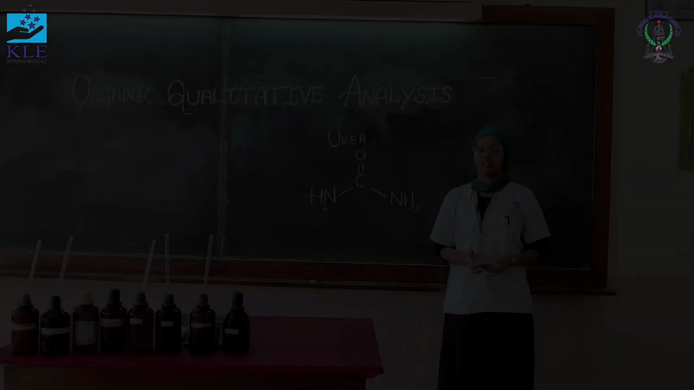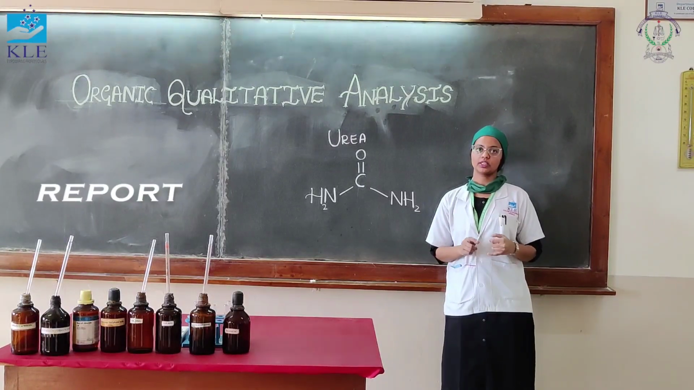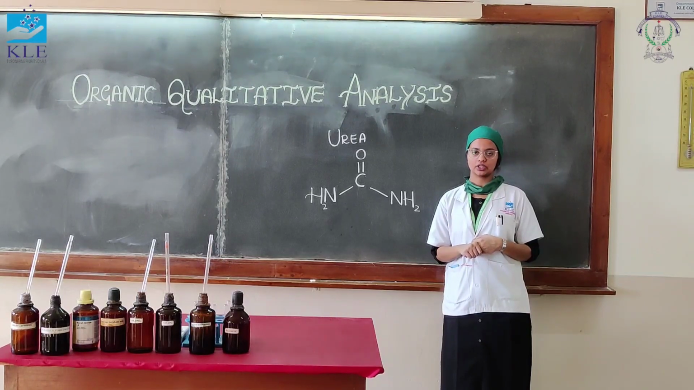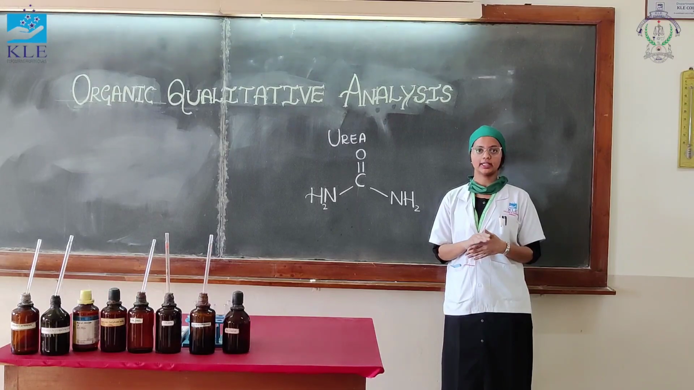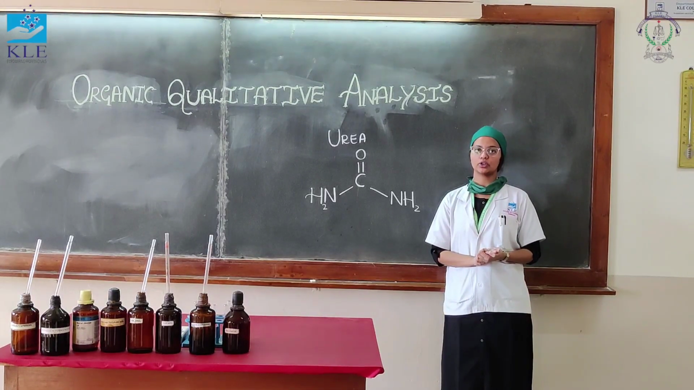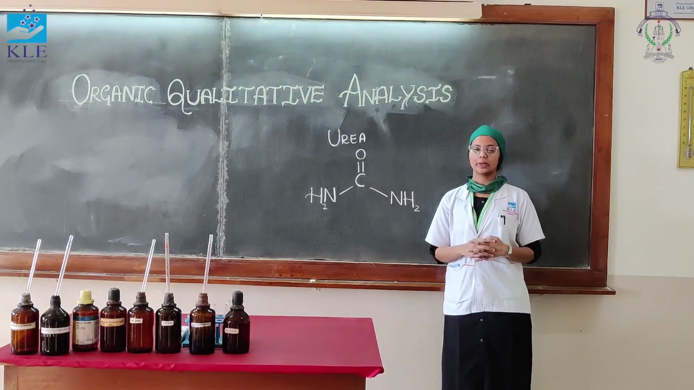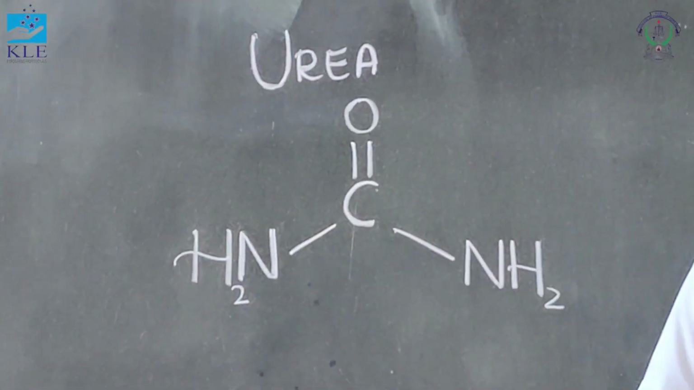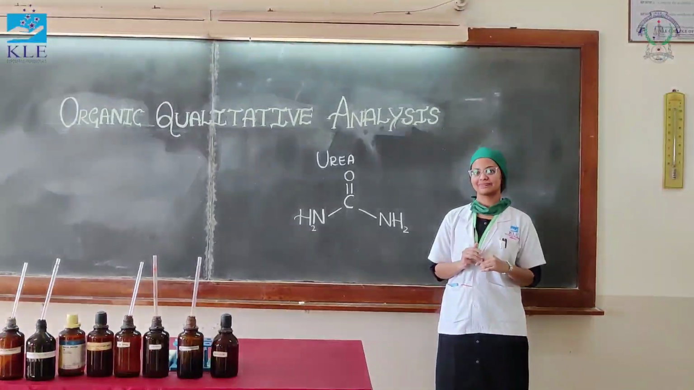Lastly, we can say that the given compound is aliphatic and unsaturated and it has an easily oxidizable side chain. By performing the solubility test, we can say that it is soluble in water and insoluble in ether. By performing the elemental analysis, we can say that nitrogen is present and sulfur and halogens are absent in the given compound. So, by performing all the organic qualitative analysis, we can say that the given compound is urea and the structure of urea is shown. Thank you.